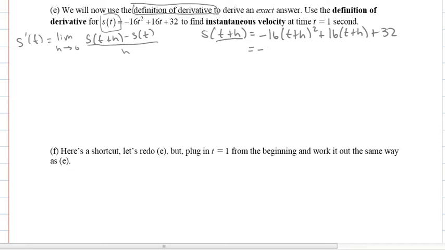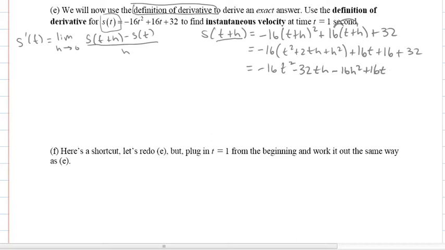Well, simplifying this becomes s of t, and then doing the FOIL will give t squared plus 2th plus h squared. Distributing the 16 will give me 16t plus 16h, and then plus 32. And then I'm going to go ahead and distribute the negative 16. Negative 16t squared minus 32th minus 16h squared plus 16t. Here I forgot an h, that's my fault. 16h plus 32.